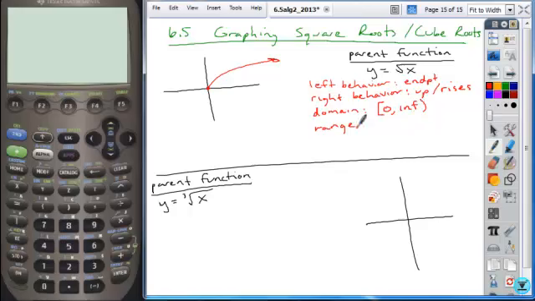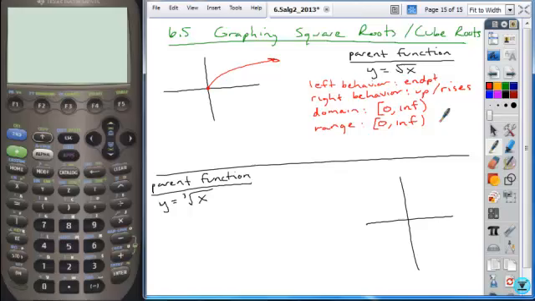Okay, what about the range? Range is the y values. What's the lowest y value in this graph? Also 0, and it extends all the way. What's the highest y value? Also infinity. 0 is included, infinity can never be included, and so you have the proper grouping symbols.